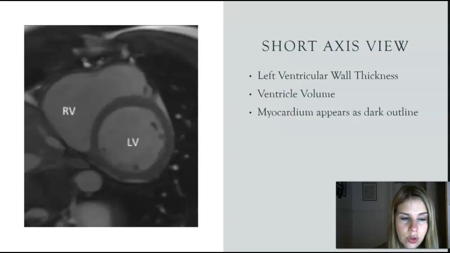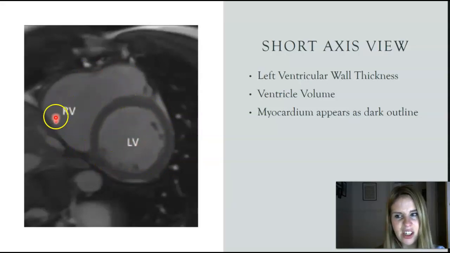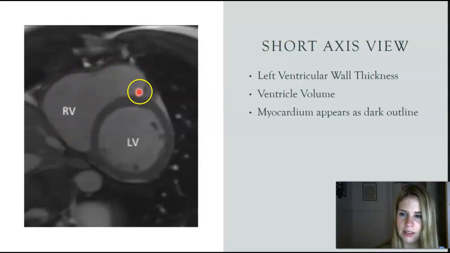And the short axis view allows us to assess the thickening of the ventricular wall and the myocardium, and also the volume of the ventricles as well. And it gives us both ventricles in the same picture. So it gives us the left ventricle and the right ventricle. And the left ventricle is this lovely circular shape. The right ventricle is not as pretty, okay? It's a bit like a burst bag or something.